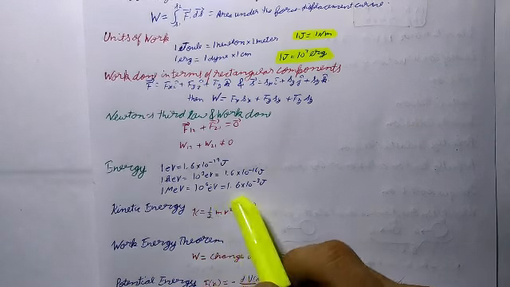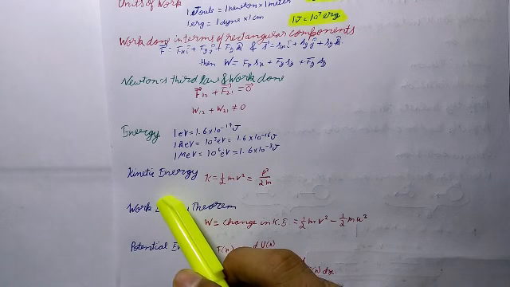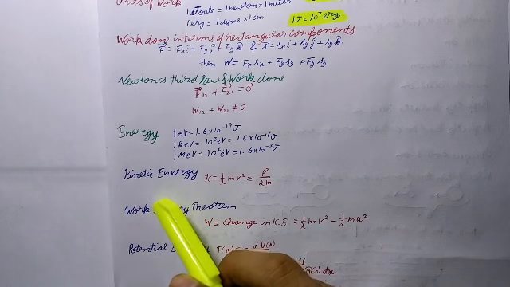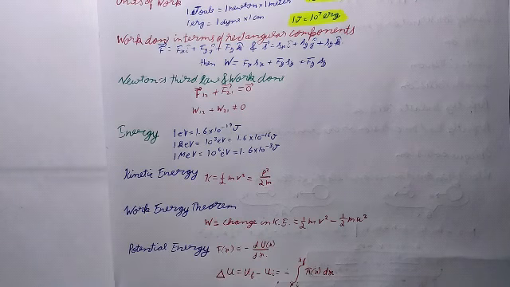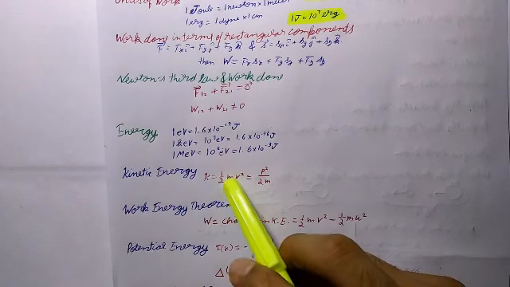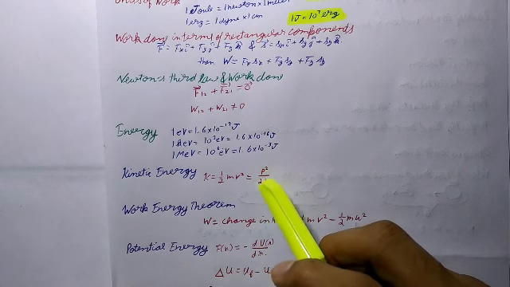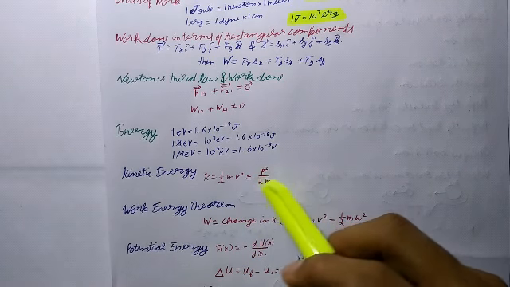Now kinetic energy. It is the energy possessed by a body by virtue of its motion. The kinetic energy of a body of mass m moving with speed v is K equal to 1 by 2 mv square, which will be equal to p square upon 2m.